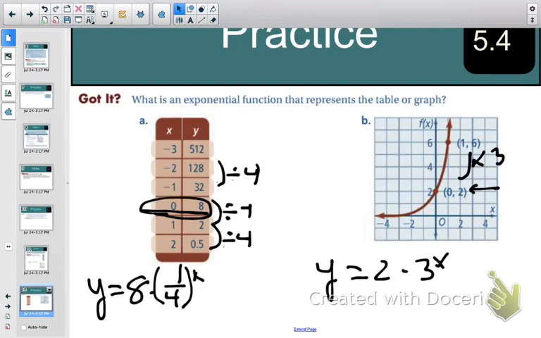Alright, so this one starts at 8, that's your y-intercept, and then you can see you're dividing by 4, which is the same thing as multiplying by 1/4. That's why we get 1/4 here. Okay, so this one is decay, it's getting smaller. This one here's growth, so it's going to be a whole number. So we start at 2, that's our y-intercept here, and then from 2, the next point goes up to 6. So we multiply by 3. So we get 2 times 3 to the x.